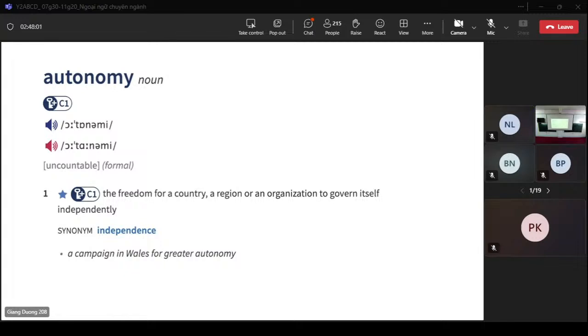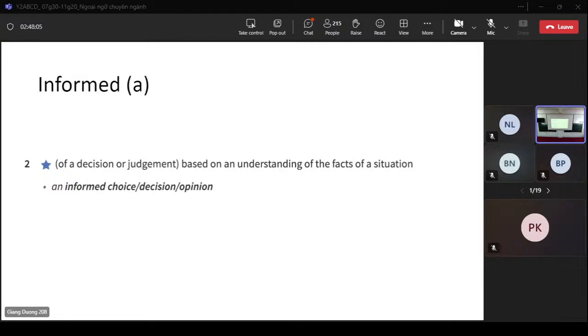Autonomy, tính tự chủ. Informed, reasonable. Informed choice, một cái lựa chọn có lý, có cơ sở.